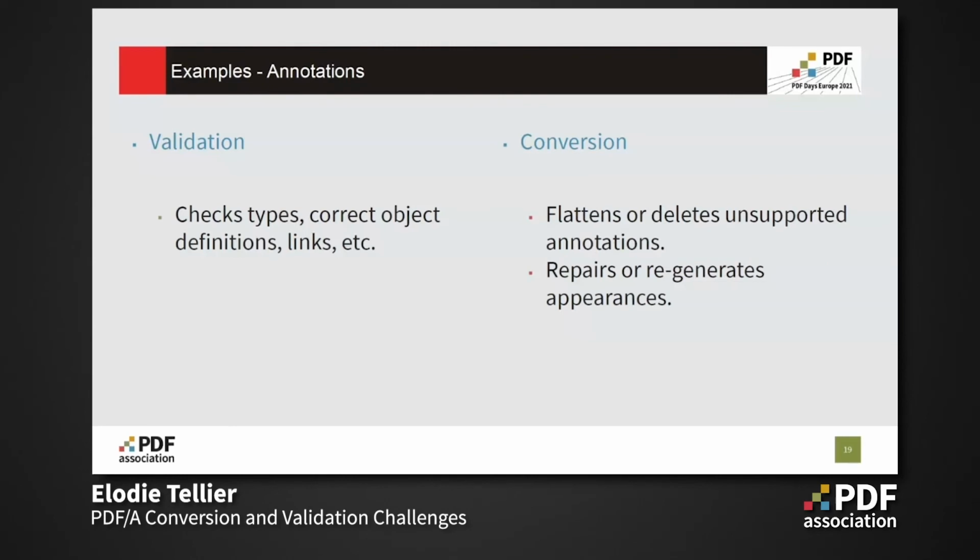The conversion needs to choose what to do with forbidden or invalid annotations. Some annotation types can be flattened, meaning the appearance stream of the annotation will be rendered directly to the page content, which will keep the visual representation but disable the interactive features. Certain features of the annotation need to be removed, like launch and JavaScript actions, which can pose security threats, and in many cases the appearance streams need to be regenerated either because they are missing or because they do not meet the specification.